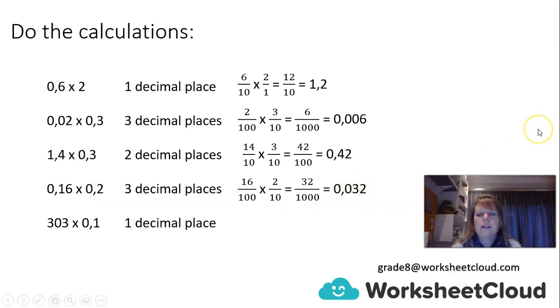Okay, so then the next one, we've got 303 as a whole number. So that would be 303 over 1. We've got 303 units. Okay, and I've got 1/10. So I'm going to multiply 303 by 1 and 1 by 10, and I'm going to get 303 over 10. Okay, the last number in your numerator goes into the column of the denominator. So the 3 goes into the tenths column, and I'm going to end up with 30,3. Again, look here, I've got 1 decimal place, I've got 1 decimal place in my answer.